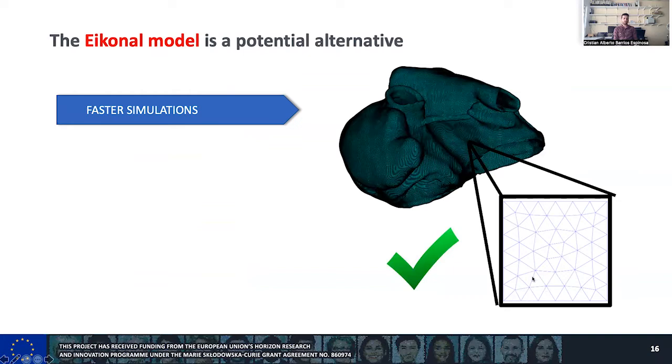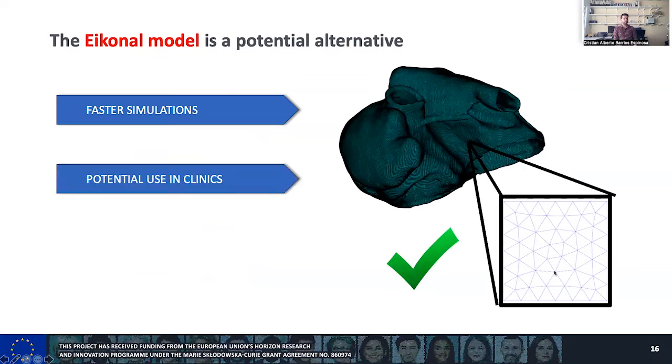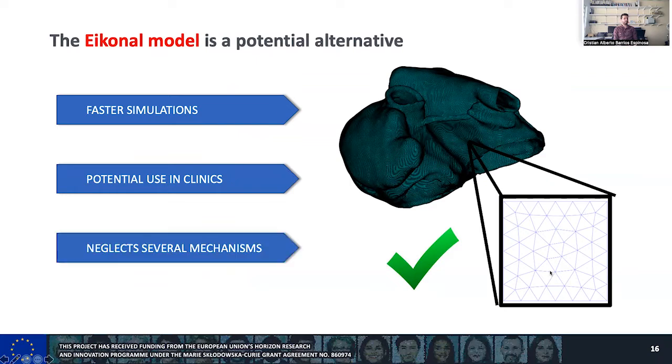And here we can see how we have bigger triangles to represent the same heart, the same shape, instead of having the smaller triangles. And because it is fast, it could potentially be used in the future in the clinics to guide ablation procedures by cardiologists.